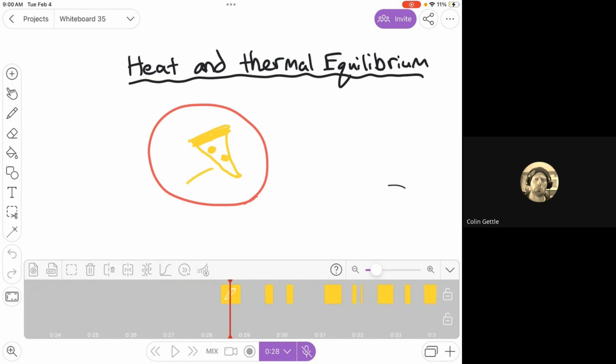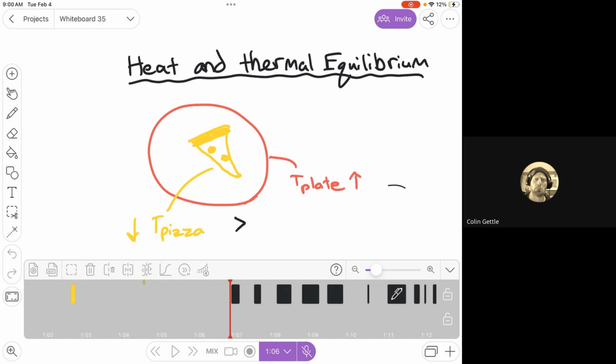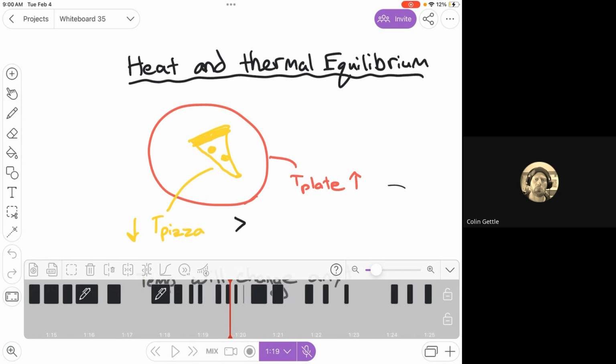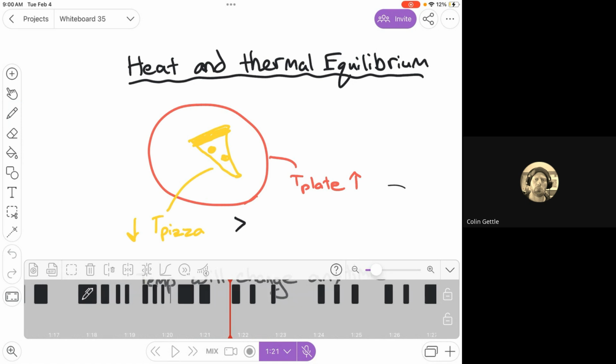We have the temperature of the pizza. We have the temperature of the plate. The temperature of the pizza is quite a bit higher when we put it on the plate than the plate itself. So the plate starts to warm up. The pizza's temperature, on the other hand, starts to lower. It gets cooler. This will happen anytime one object has a temperature that is different than another object, and it always flows from warm to cold.